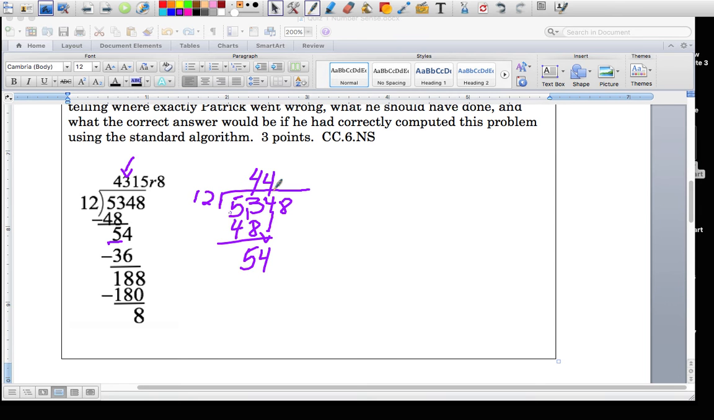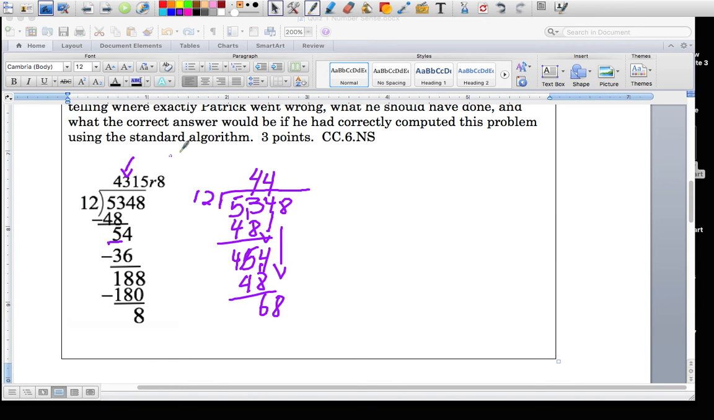So that's one mistake he did. So 12 times 4 is 48 again. And borrow, that becomes a 4. 4, 8, 6. Brings down the 8. And notice that because he didn't go 4 times here, he went one less. His remainder was much bigger. Not much bigger, but just bigger than 12 here.